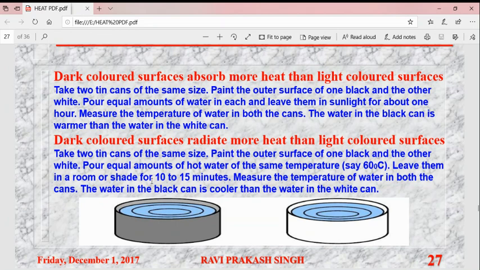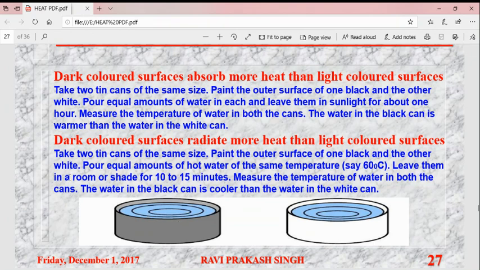For this also, here you can see one activity. Take two tin cans of the same size. Paint the outer surface of one black and the other white. Pour equal amounts of hot water at the same temperature, 60 degrees Celsius. Leave them in a room in the shade for 10 to 15 minutes. Measure the temperature of the water in both cans. The water in the black can is cooler than the water in the white can.